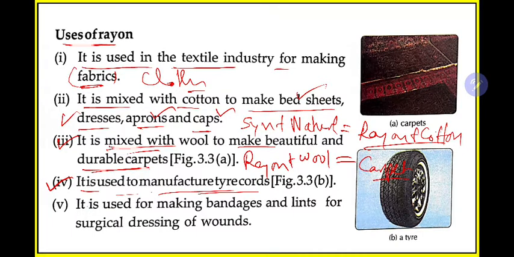Then it is used for manufacturing tire cords, okay? So it is also involved in the manufacture of tires, you all know. Then it is used for making bandages and lints for surgical dressing of wounds. So in surgery, people use bandages. You have seen after a cut or after surgery, what people do? People cover the wounds with bandages. So for making these bandages, for surgical purposes, this rayon fiber is also used, okay, for making bandages and lints. So these are some of the uses and description of rayon.